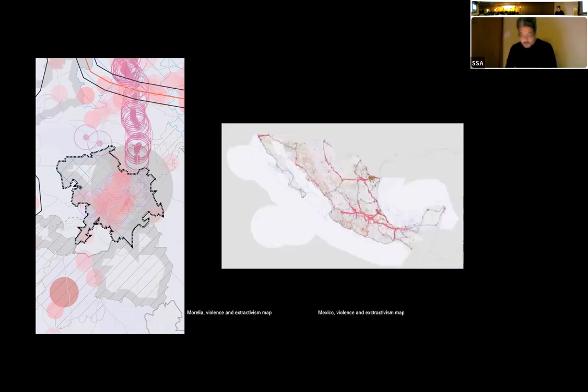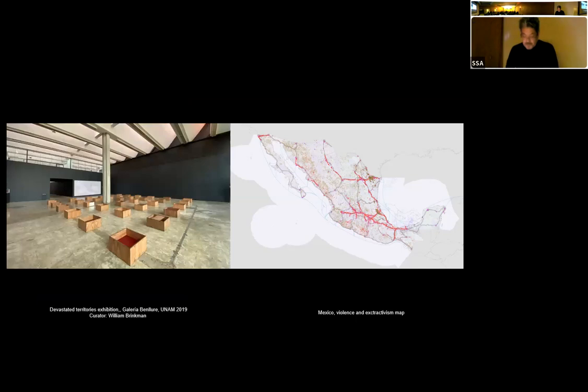But I did this map for the country as well, where extraction, mining, industrial production, strategic highways, infrastructure, organized crime, drug dealing, and migration dynamics are represented. The map was recovered by William Brinkman, here with us, to create the exhibition that we did together, Devastated Territories. Next to the map, 32 boxes were located on the floor. Inside the boxes were written some messages which forced visitors to bend over each box to see some interventions and to read the messages.